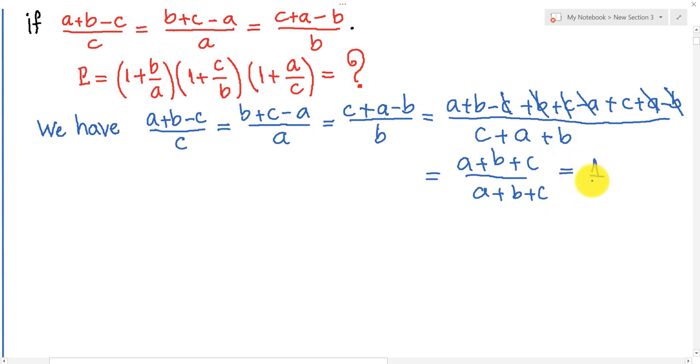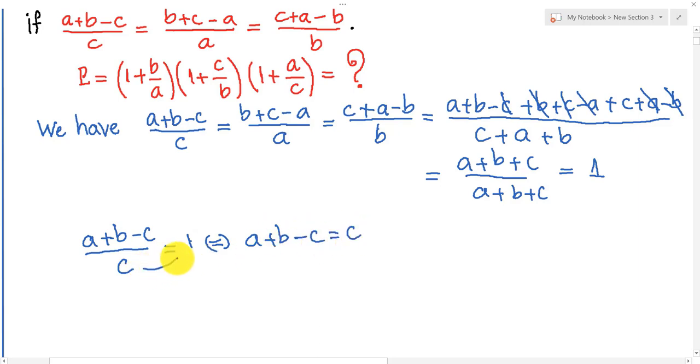Also, if (a + b − c)/c equals 1, we get a + b − c = c. Moving c from the left-hand side to the right-hand side, we get a + b = 2c.